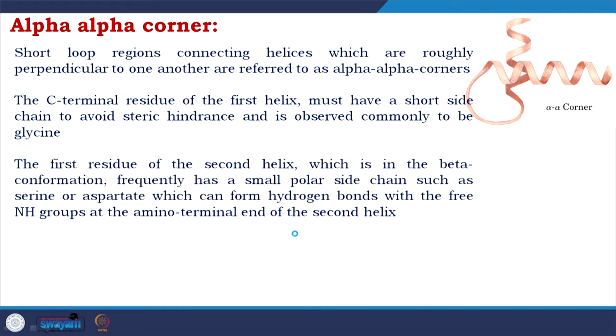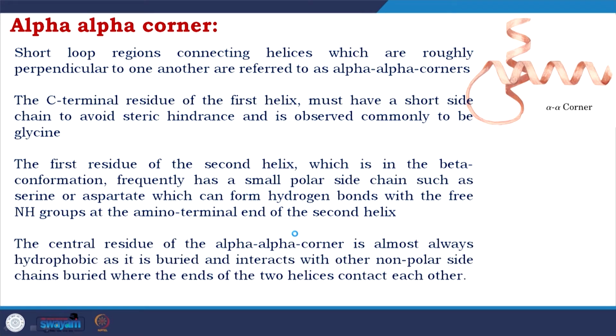The first residue of the second helix, which is in the beta conformation, frequently has a small polar side chain such as serine or aspartate, which can form a hydrogen bond with the free NH group at the amino terminal end of the second helix. The central residue of the alpha alpha corner is almost always hydrophobic, as it is buried and interacts with other non-polar side chains buried where the ends of the two helices contact each other.